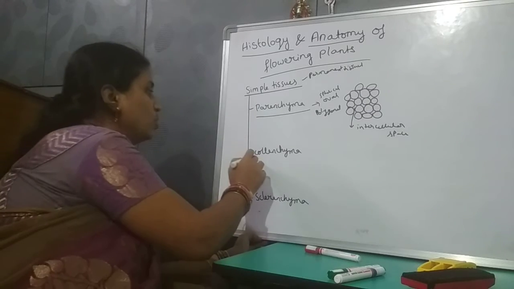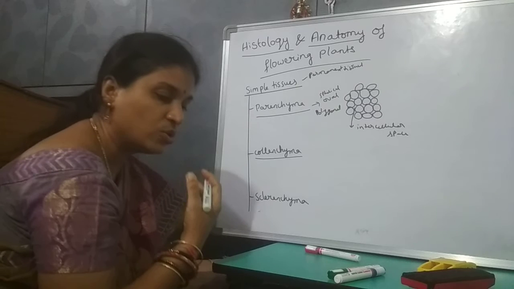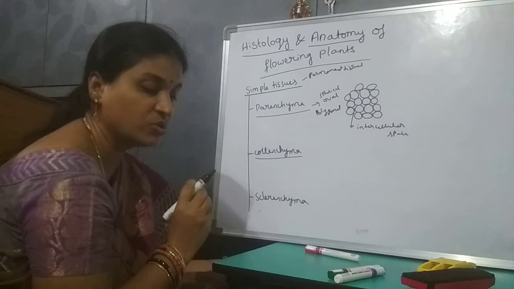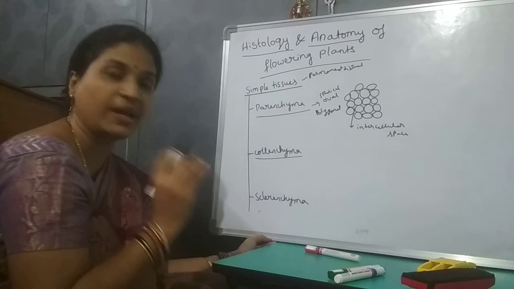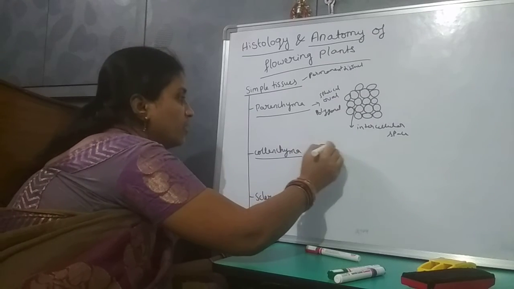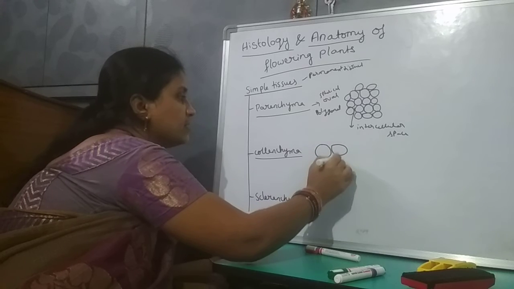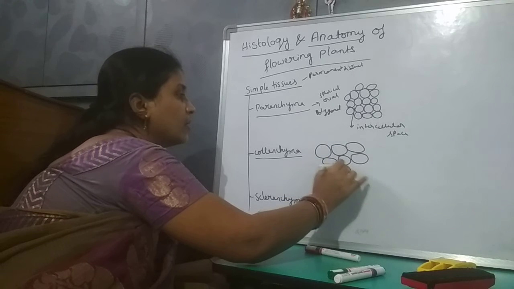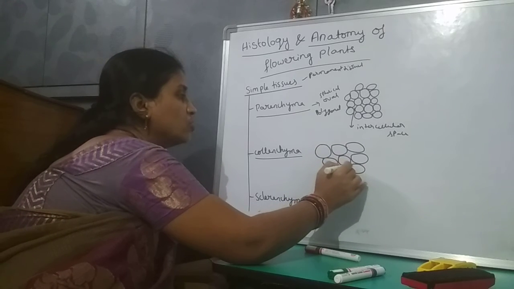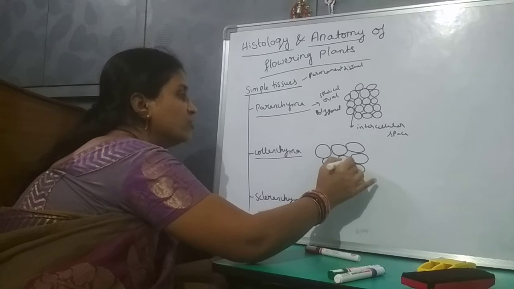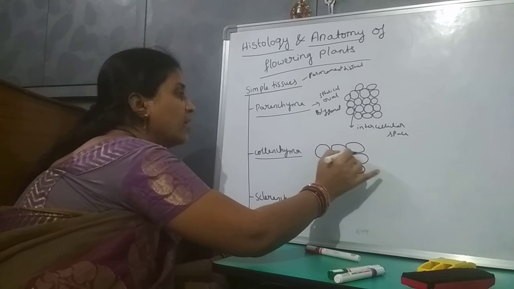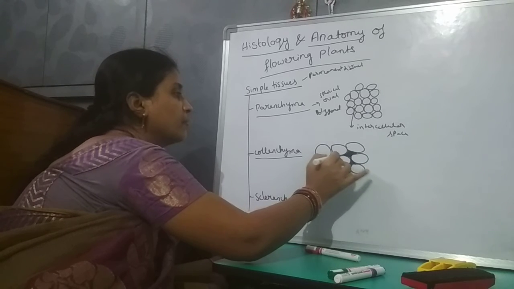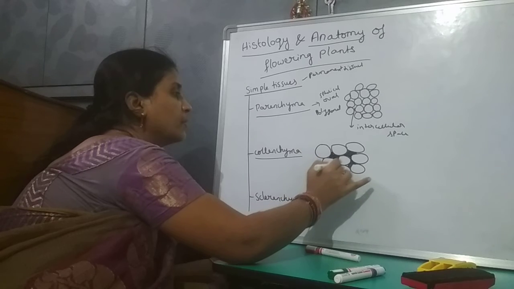Then coming on to the collenchyma. These collenchyma cells are also of different shapes. But here the corners are thickened because of the deposition of cellulose, hemicellulose, and pectin. Okay, so here, like this, the cells are there. Here these corners are thickened because of the deposition of cellulose, hemicellulose, and pectin. Like this.